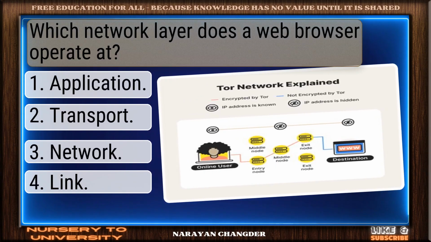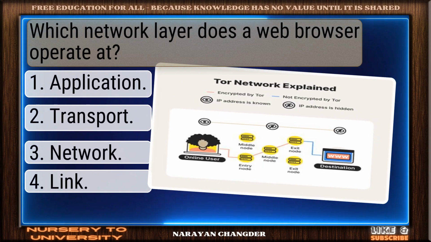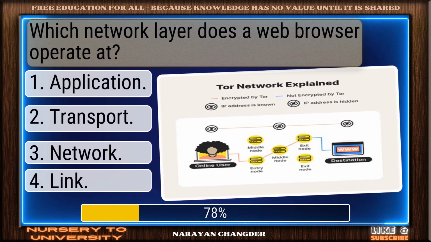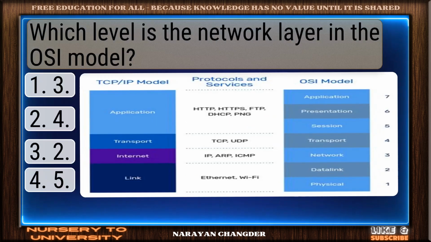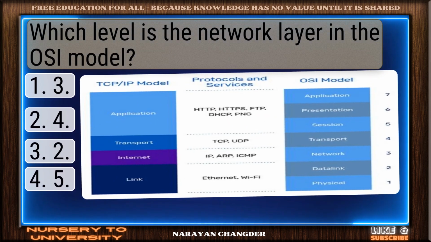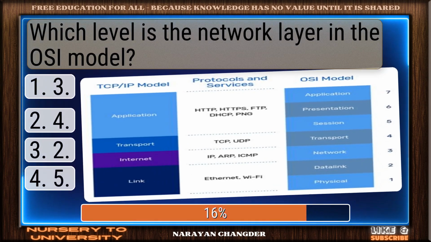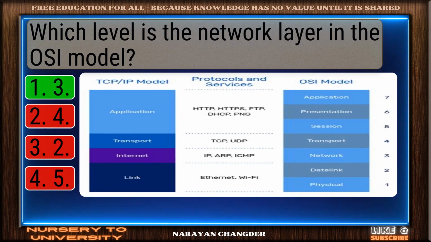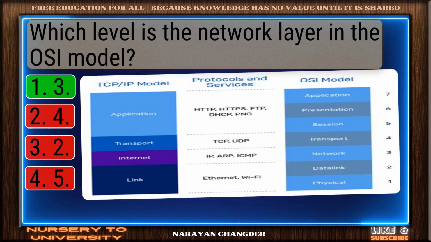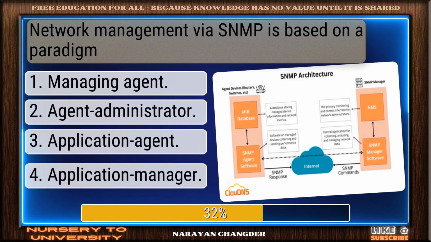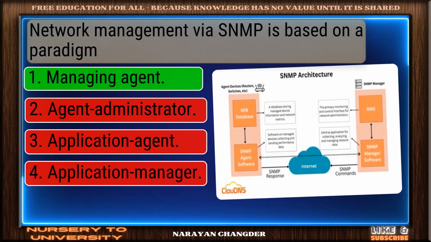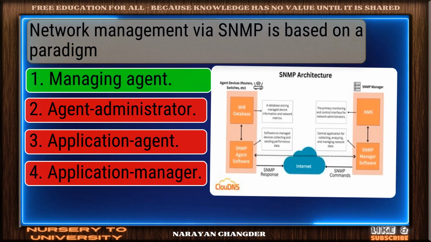Which network layer does a web browser operate at? Nice selection. Application is correct. Which level is the network layer in the OSI model? Nice work. 3 fits perfectly. Network management via SNMP is based on a paradigm. On track. Managing agent is correct.